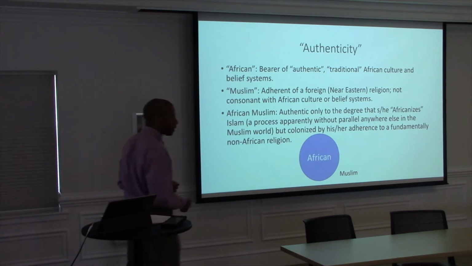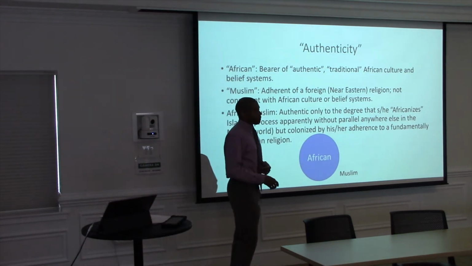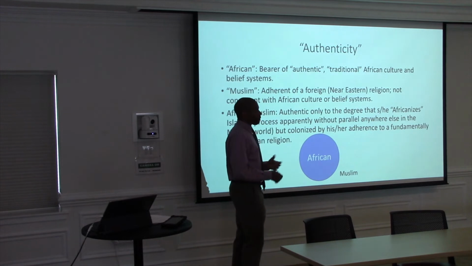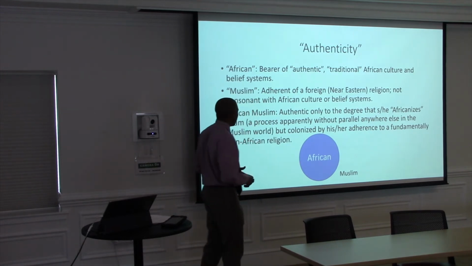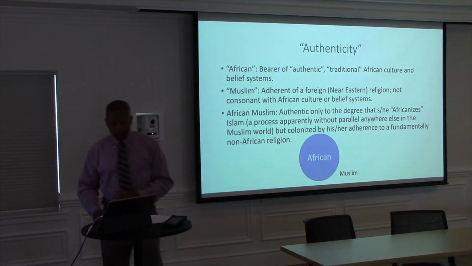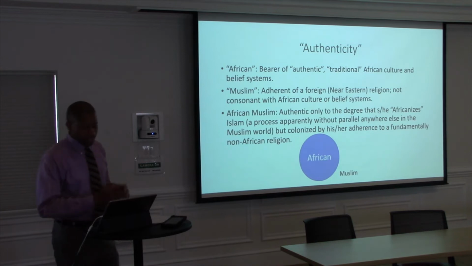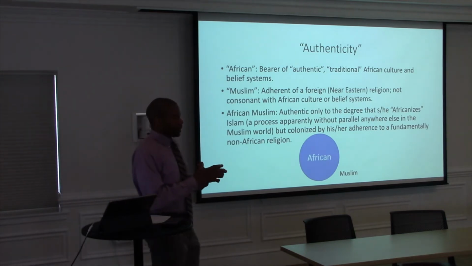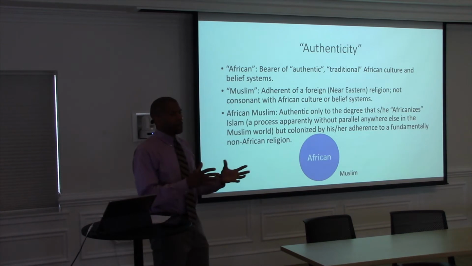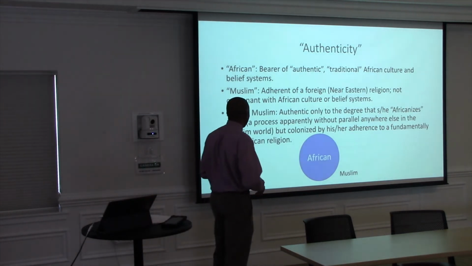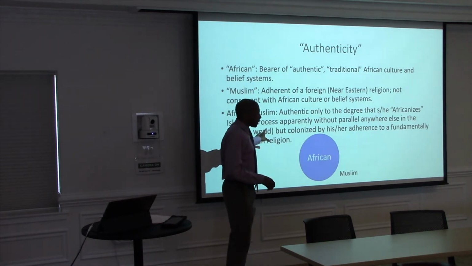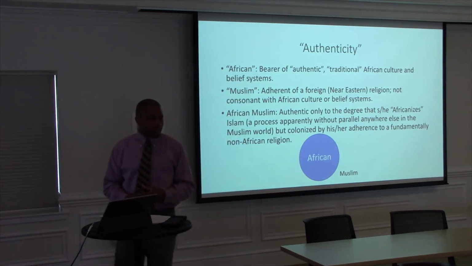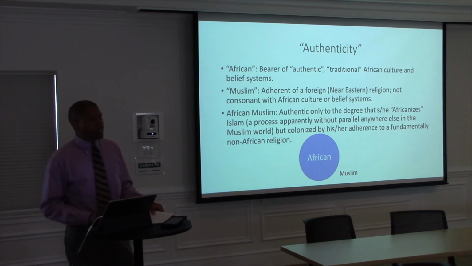Under the paradigm of authenticity, an African is a bearer of authentic traditional African ways of knowing, culture. And a Muslim is an adherent of a foreign, Near Eastern religion that's not consonant with African belief systems, values, or cultures. And an African Muslim is authentic to the degree that she or he Africanizes Islam, which apparently in this paradigm is a process that is unlike any other process that happens in world religions. And although she or he is African to that extent, unfortunately as a Muslim, they're also a colonized subject, in that they now adhere to a thoroughly non-African religion.